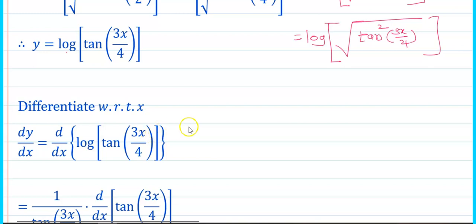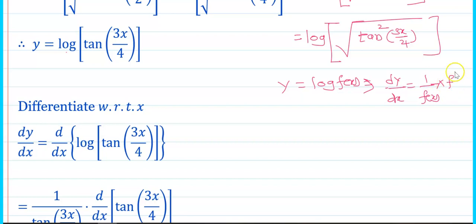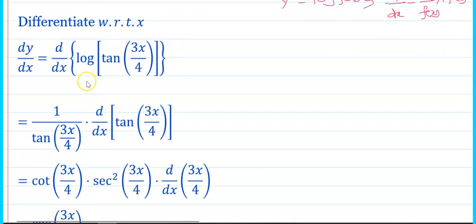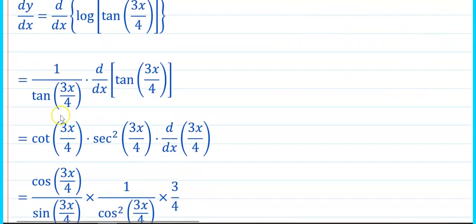Now differentiate this. Again, what is the function? y is equal to log of f of x. What about its derivative? dy by dx is equal to 1 upon f of x into f dash of x. Similarly here, d/dx of log of tan of 3x upon 4 is 1 upon tan of 3x upon 4, this is the f of x, into d/dx of tan of 3x upon 4.